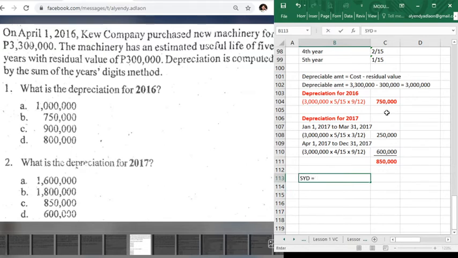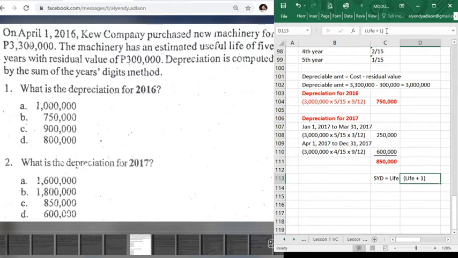SYD is life. Charot, SYD is life. Okay, SYD is life multiplied by life plus 1. And then this life plus 1, we divide by 2. Okay? It's easy. This life plus 1, we divide by 2. Okay, now let's see. Let's say 50 years.